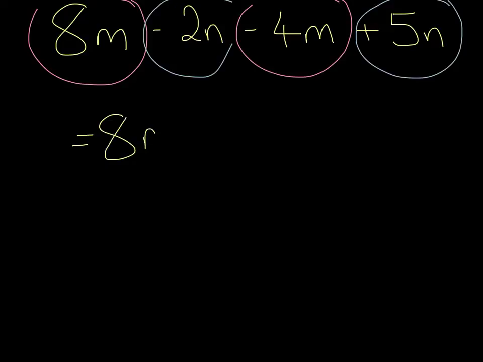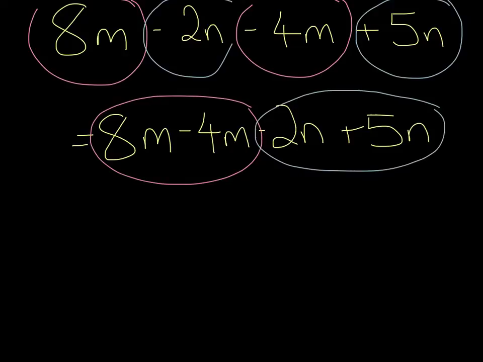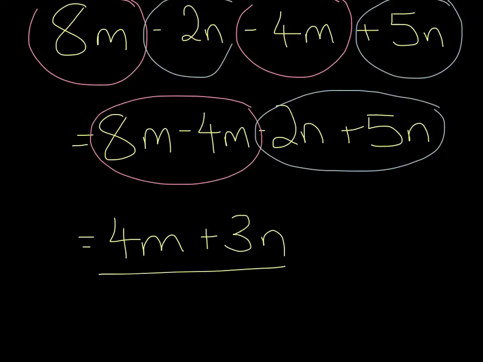We're going to bunch our like terms. So 8m, and I'm going to move the negative with the 4m, so it's negative 4m. I'm going to move the negative in front of the 2n with it, so I've got negative 2n plus 5n. So now you can see I've got my m's together and I've got my n's together. Let's simplify this expression. 8m minus 4m leaves me with just 4m. Minus 2n plus 5n will leave me with 3n. And that's the final answer.